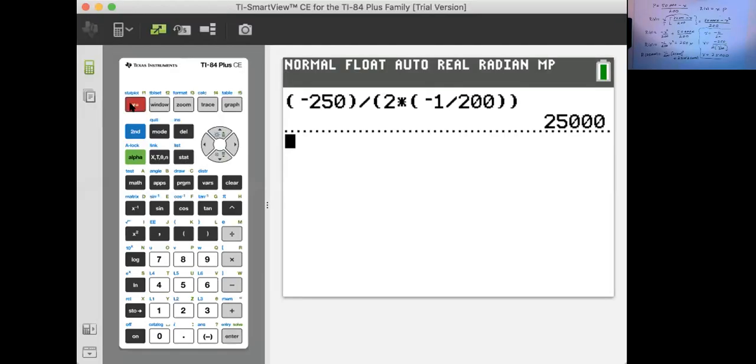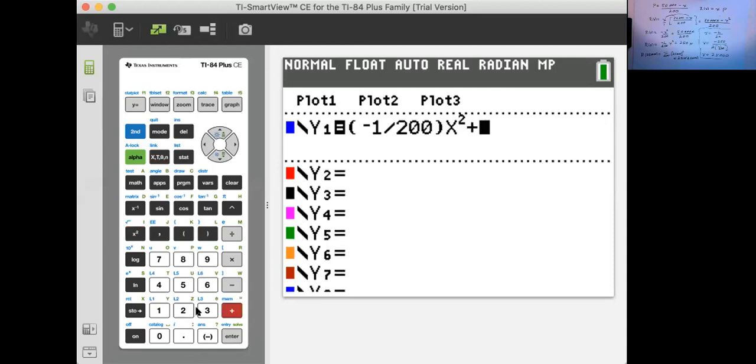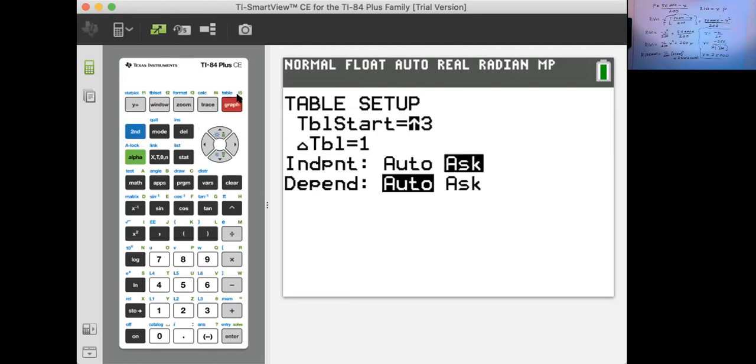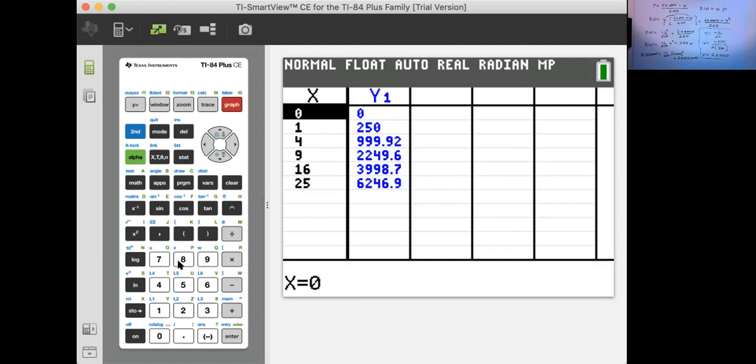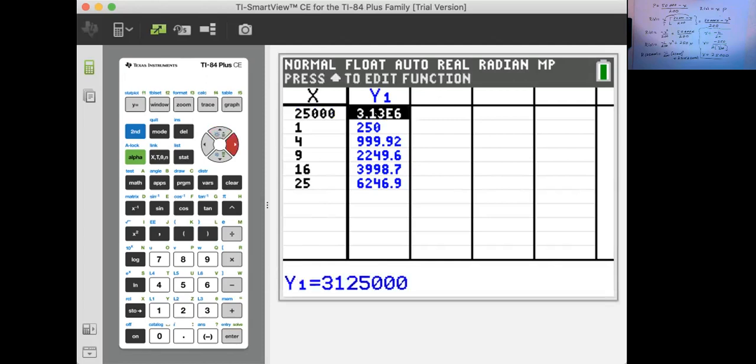I think I'll just go ahead and put the revenue function into Y1. So here we go. Negative 1 over 200 x squared plus 250x. And we want to see what happens when we plug 25,000 into that. Let me just go to ask, fine. I've got other stuff there. I can erase it if I want, or I can just type over it. If I plug in 25,000, what does it give me? It gives me a very large number. 3,125,000. So 3 million, R of 25,000 is 3,125,000.